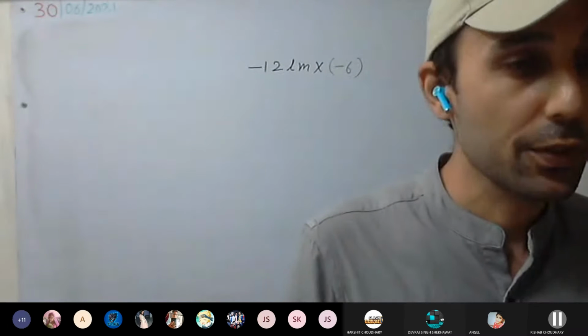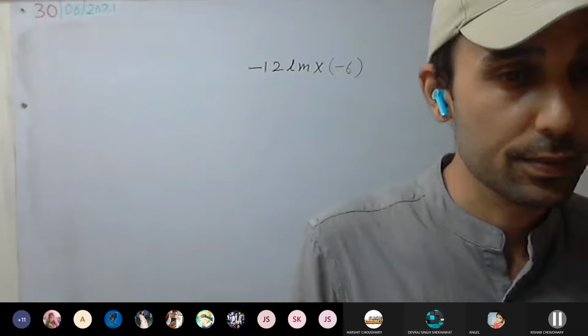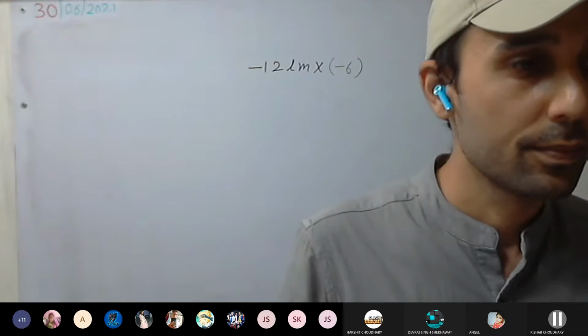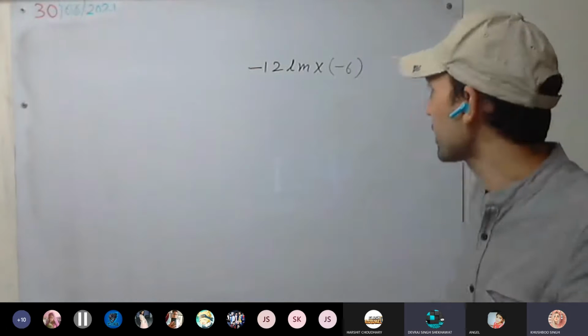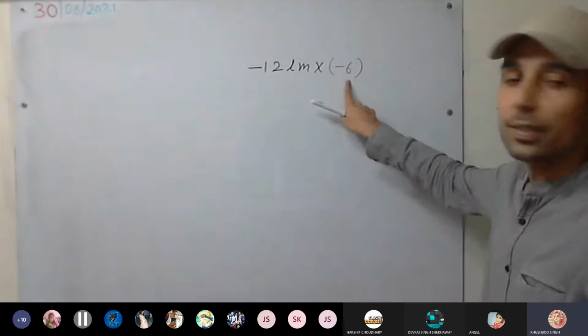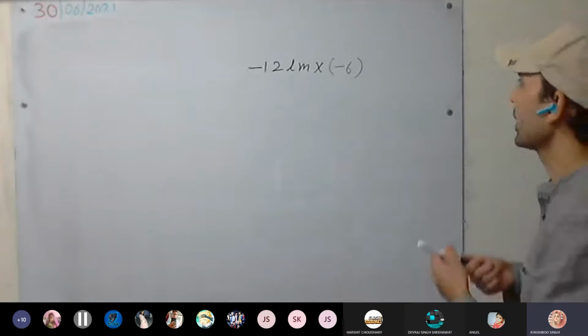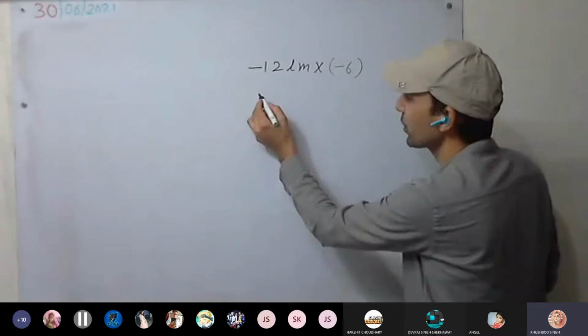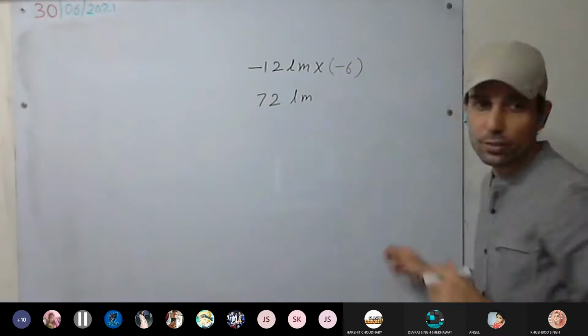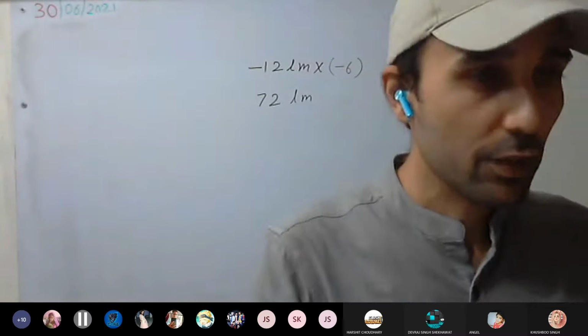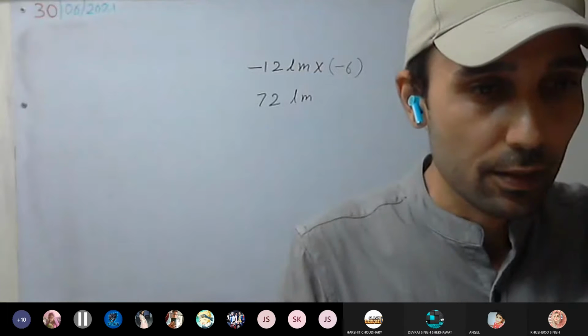Kushbu, unmute yourself and tell the answer. Sir, 72 LM. Yes, okay. Minus minus will become plus 72 LM. 12 into 6. Okay. Next one.